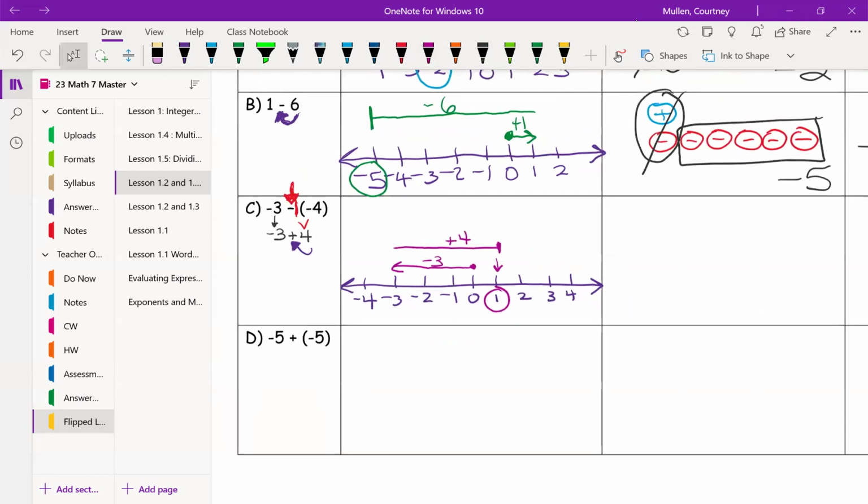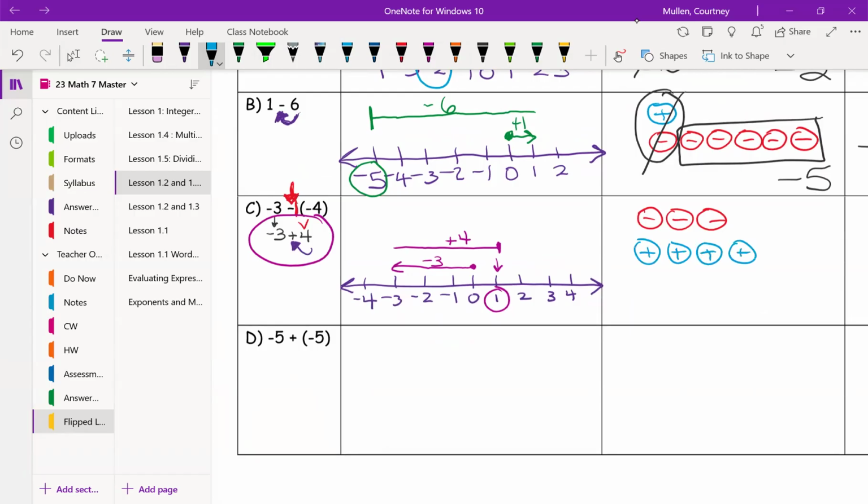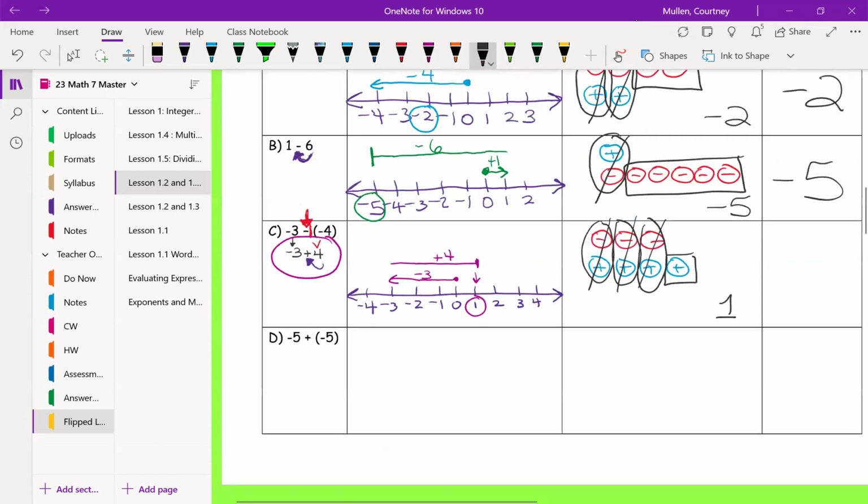When we're demonstrating the counters, we're going to use our simplified expression. So we have 3 negative counters, 1, 2, 3, 4 positive counters, 1, 2, 3, 4. How many additive inverse pairs do you see? Did you say 3? 1, 2, 3. You'd be right, leaving us just with 1 positive counter.